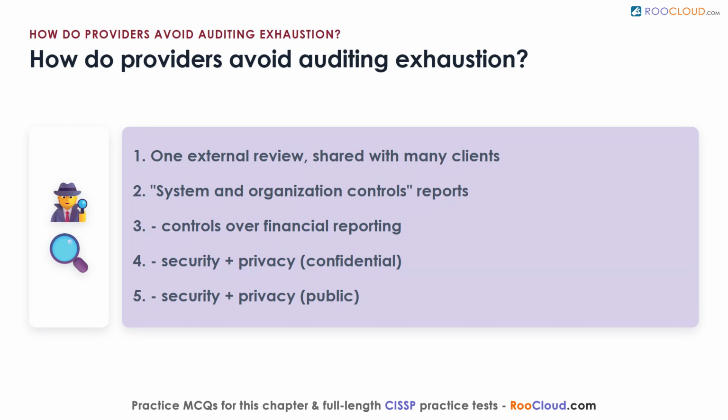They come in three flavors. The first covers controls that touch financial reporting. The second covers security and privacy and stays confidential under agreement. The third also covers security and privacy, but is meant for public sharing.